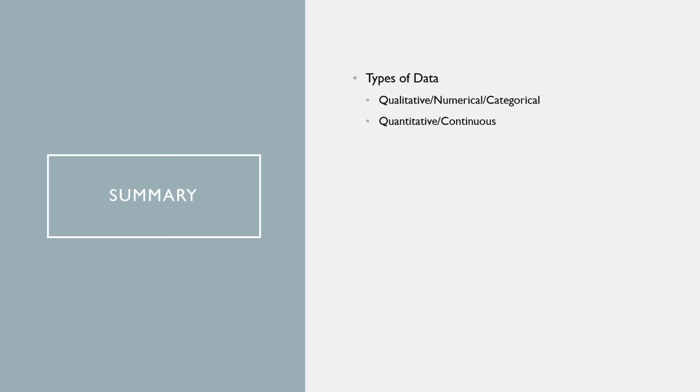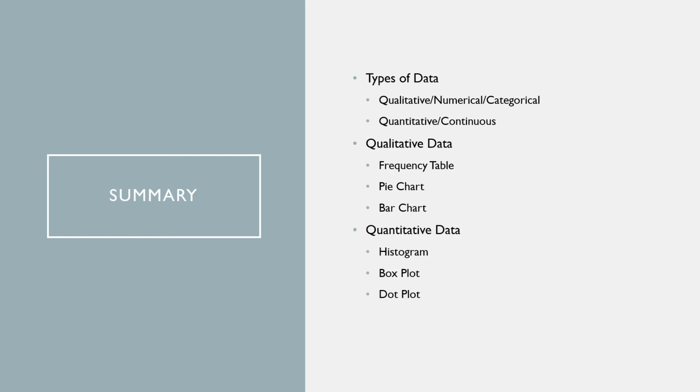Okay, so in summary of this video, we talked about the two different types of data, qualitative and quantitative, and the different terms that can be used to describe those two categories. Qualitative data, we talked about frequency table, pie chart, and bar chart, which are 3 examples of how to graph qualitative data. And again, there's more options out there than just these 3, but these are 3 important ones to know. And then there's quantitative data. Here's 3 ways that we can graph that data: histogram, box plot, and dot plot.